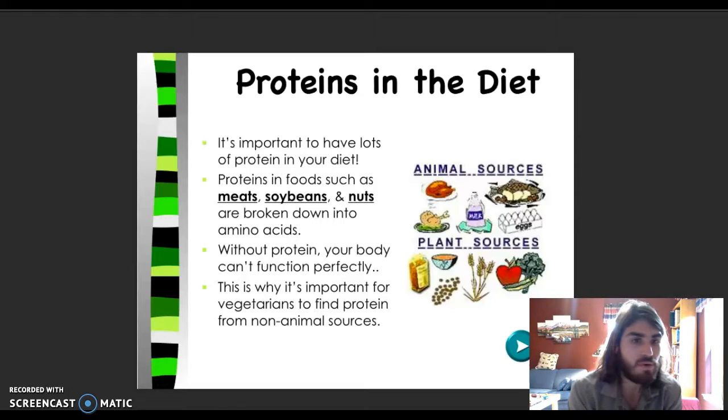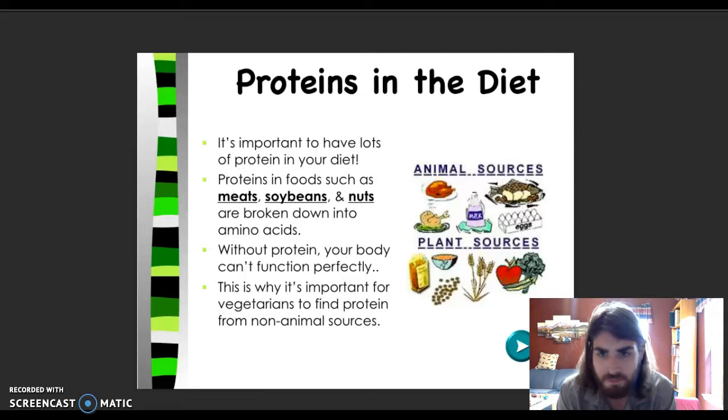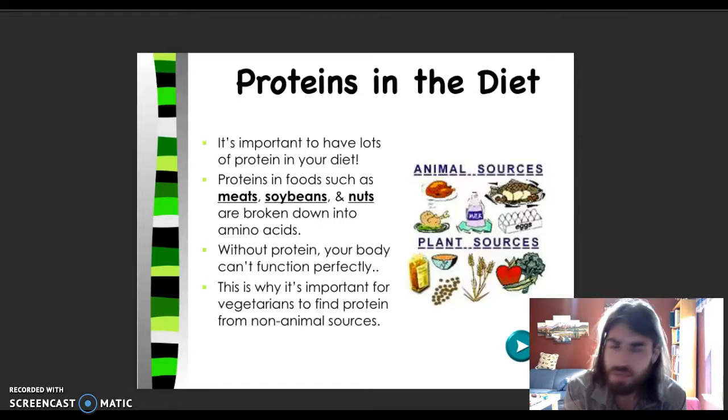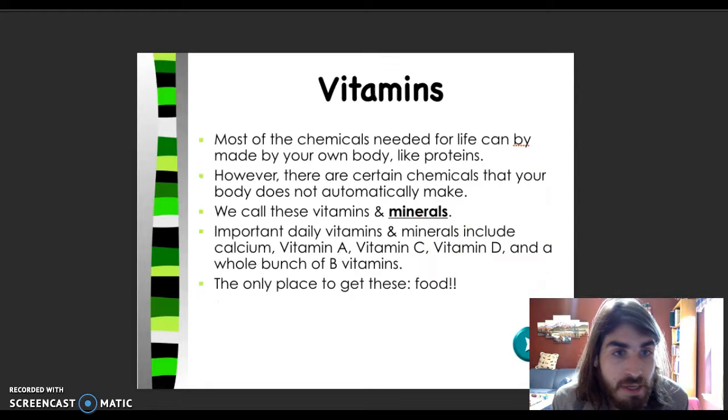There's tofu. There's other nuts, eggs. There's other forms of protein out there that will keep you full of nutrients. It's a really good thing.